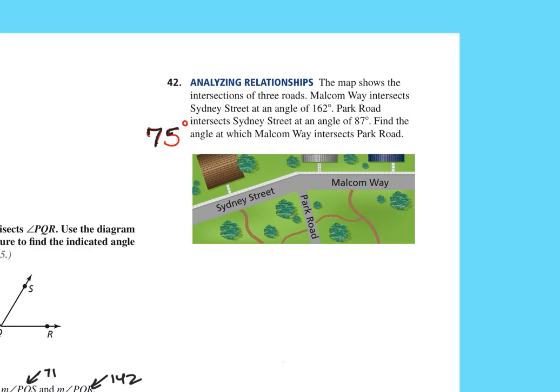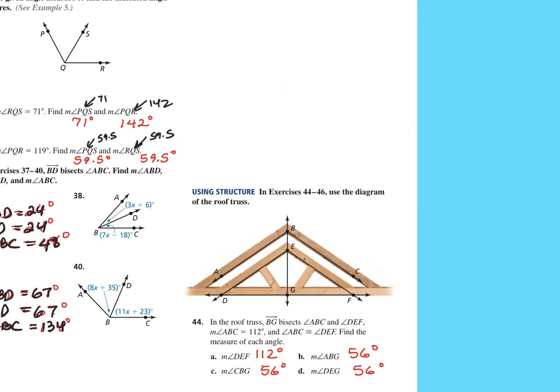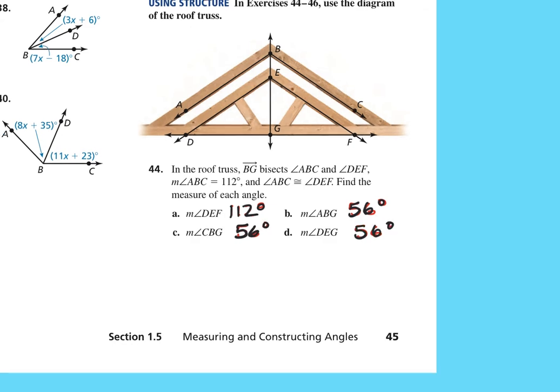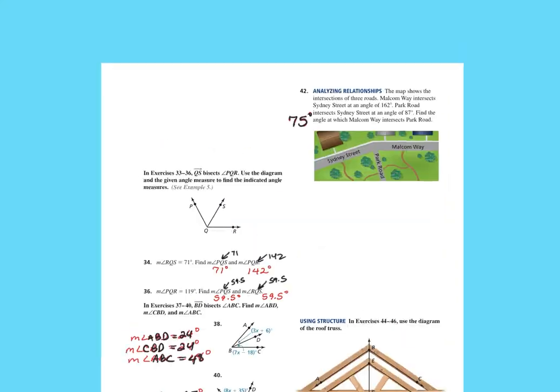42 is 75 degrees. 44A is 112 degrees. B is 56 degrees. C is 56 degrees. And D is 56 degrees. Yeah. You do 34. Mm-hmm.